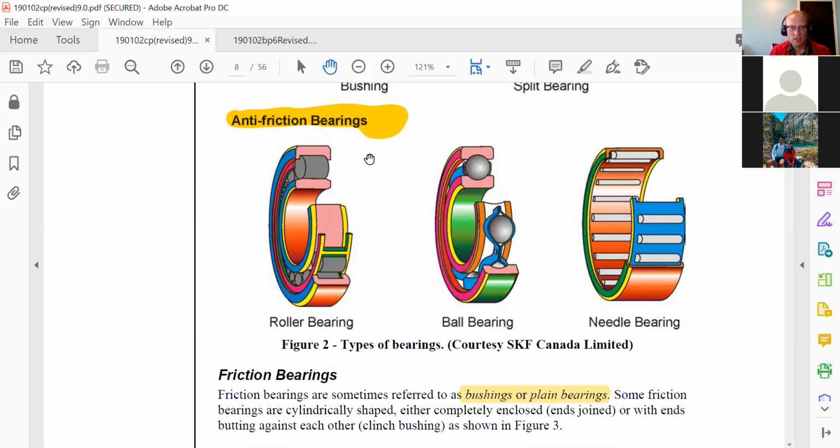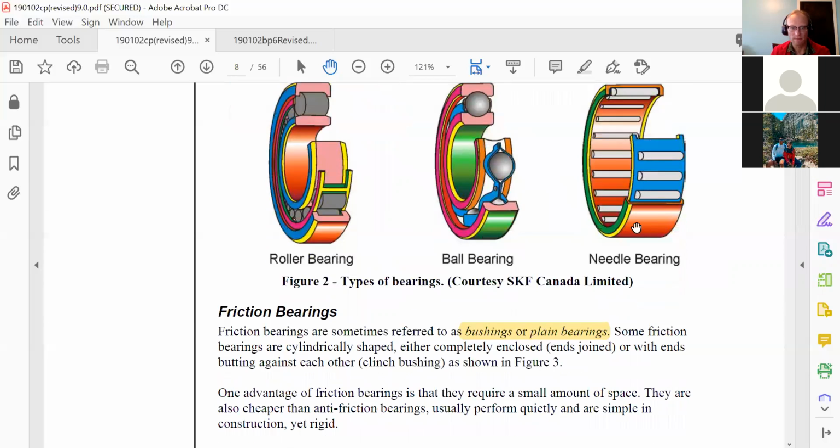When we think of a bearing, this is most likely what we picture in our mind, an anti-friction bearing or a roller bearing. Here we have some different styles of those: roller bearings, ball bearings, and needle bearings. The way they're termed is based on the construction of the rolling element, as they call it. Here it's barrel shaped, and they call this a roller bearing. Ball bearings are just simple balls. And a needle bearing is a very long, narrow cylinder. They look like needles.